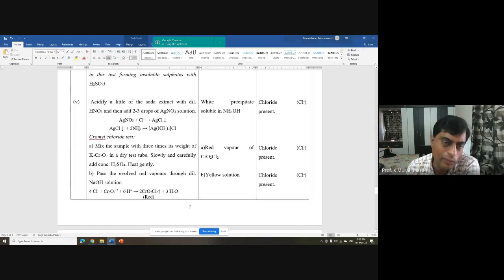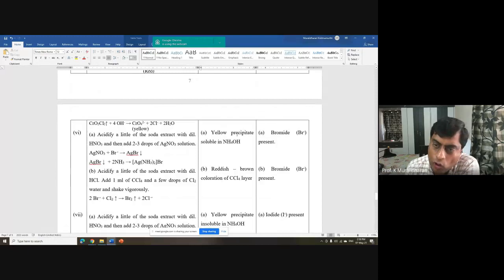Silver chloride with the ammonia, and here silver bromide with ammonia. What is the difference? There you had a white precipitate which was going into solution. Here you have a yellow precipitate which is now going into solution in the presence of ammonia. One small difference, but you can clearly observe the white precipitate and the yellow precipitate.